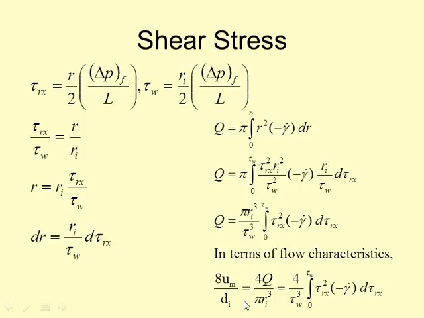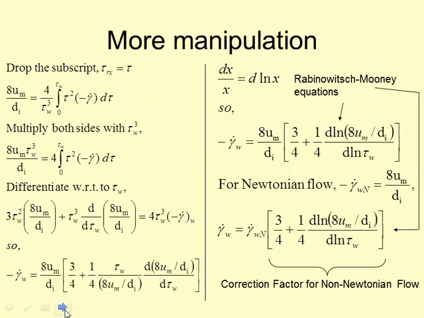So we want 8u over di is 4q over this one and that one. And after that, more integration, more rearranging, blah blah blah. Alright, there's no magic here, it's actually all just maths. And you come out with this relationship here, the shear stress at the wall. Okay, it's all up to you, if you want to do it yourself, by all means, please go ahead.